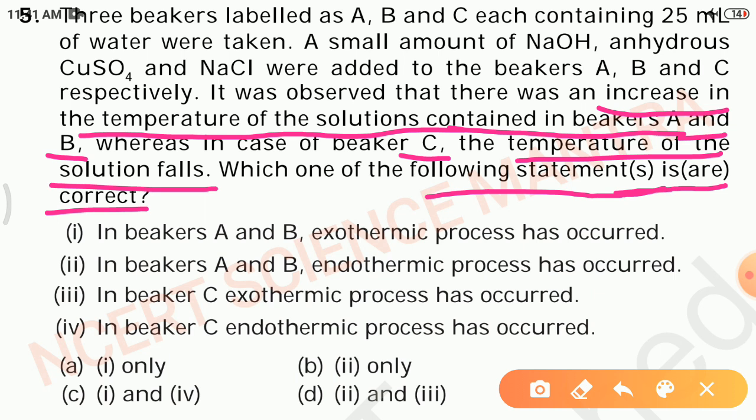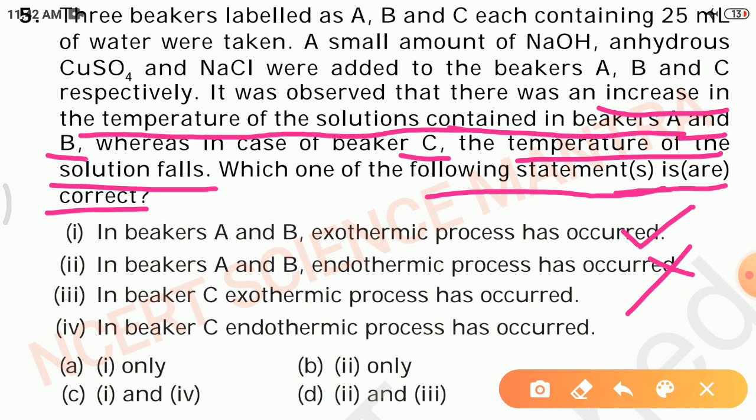Now first statement is, in beakers A and B exothermic process has occurred. Yes, in beakers A and B temperature is increased, it means exothermic process has occurred. First statement is correct. Now second statement, in beakers A and B endothermic process has occurred. If there is an increase in the temperature, then how is it endothermic? So this statement is wrong.